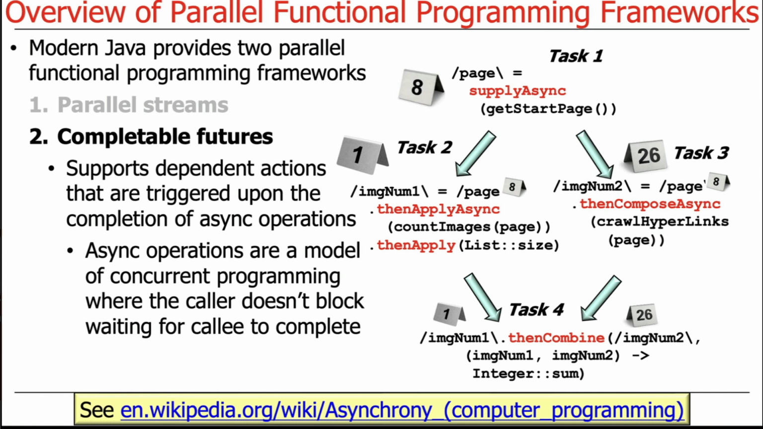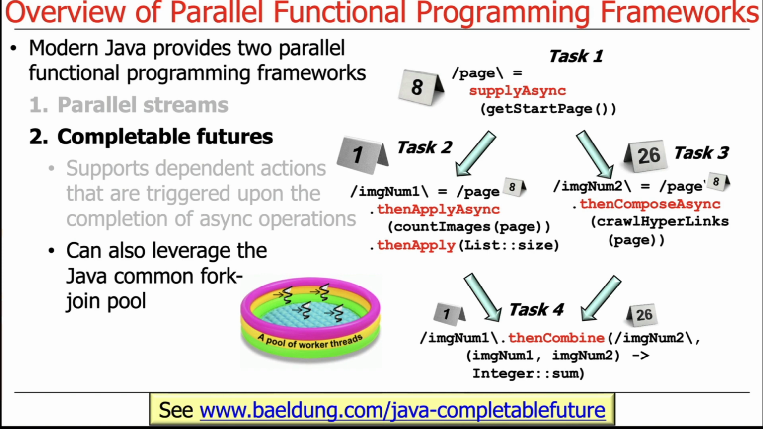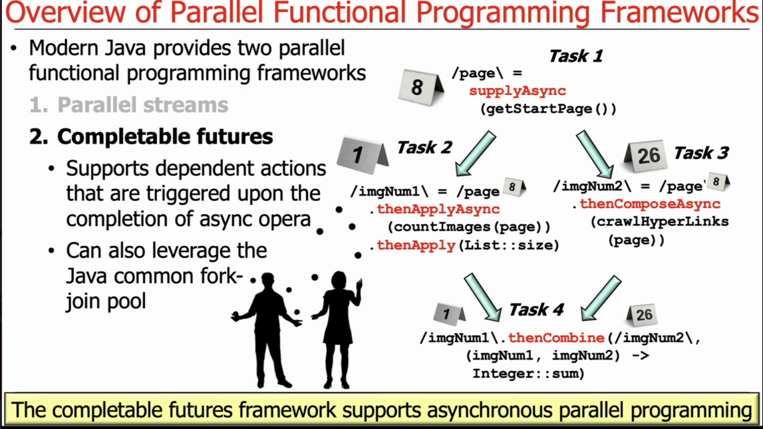The asynchronous operation model is a concurrent programming model where the caller doesn't block waiting for the callee to complete. So you initiate the operation, you get back what's called a completable future, and you can go on and do other things, and then you can wait for stuff to happen when the asynchronous operation is complete. Super cool model. Completable futures also can leverage the common fork join pool. So you can use completable futures to support asynchronous parallel processing.